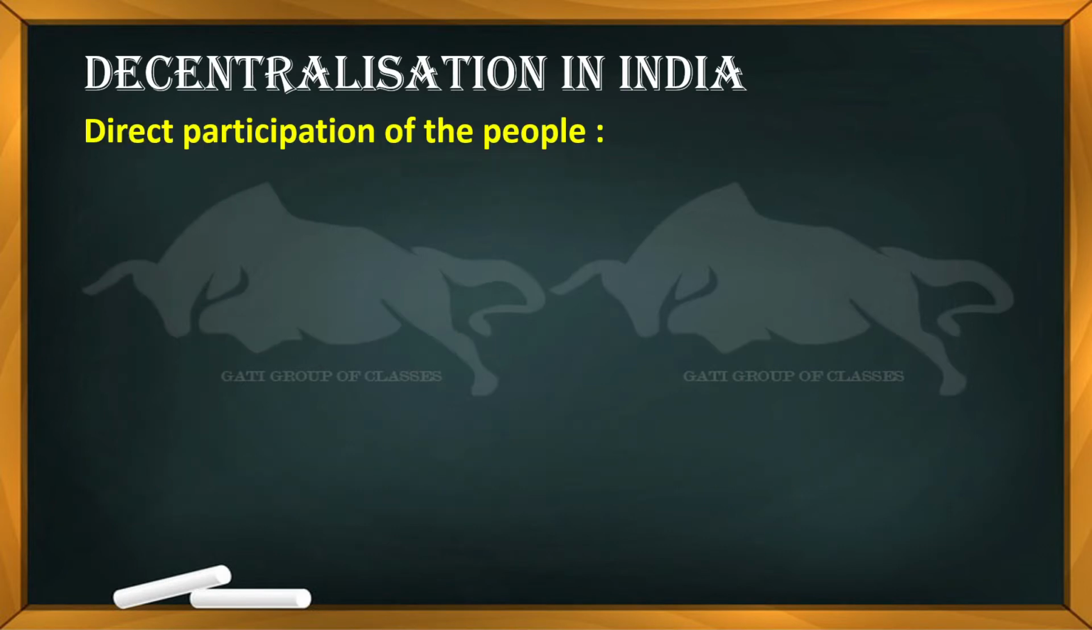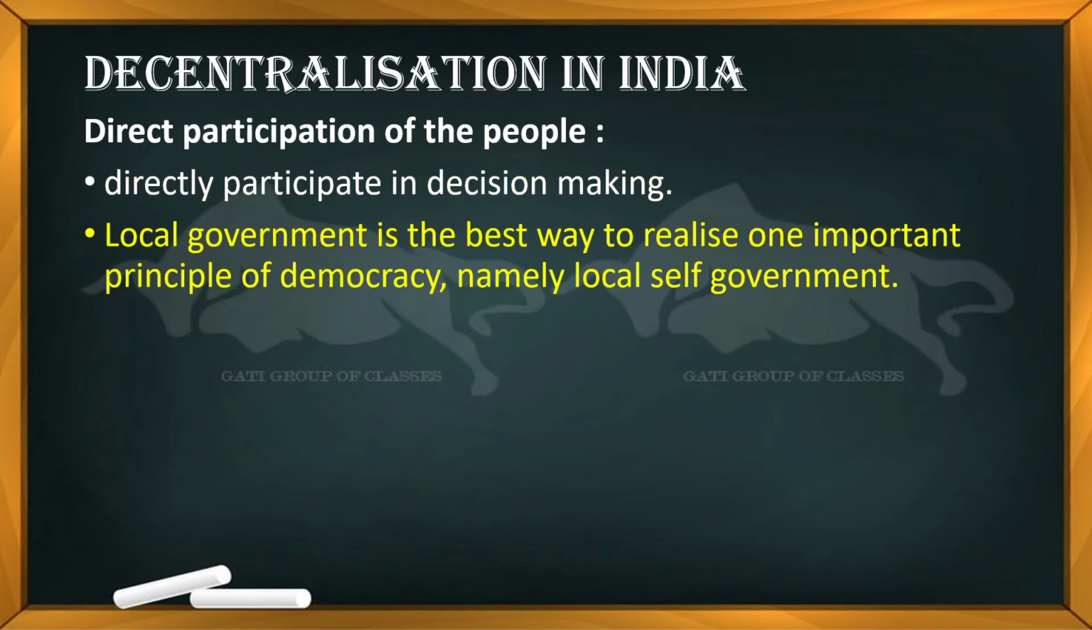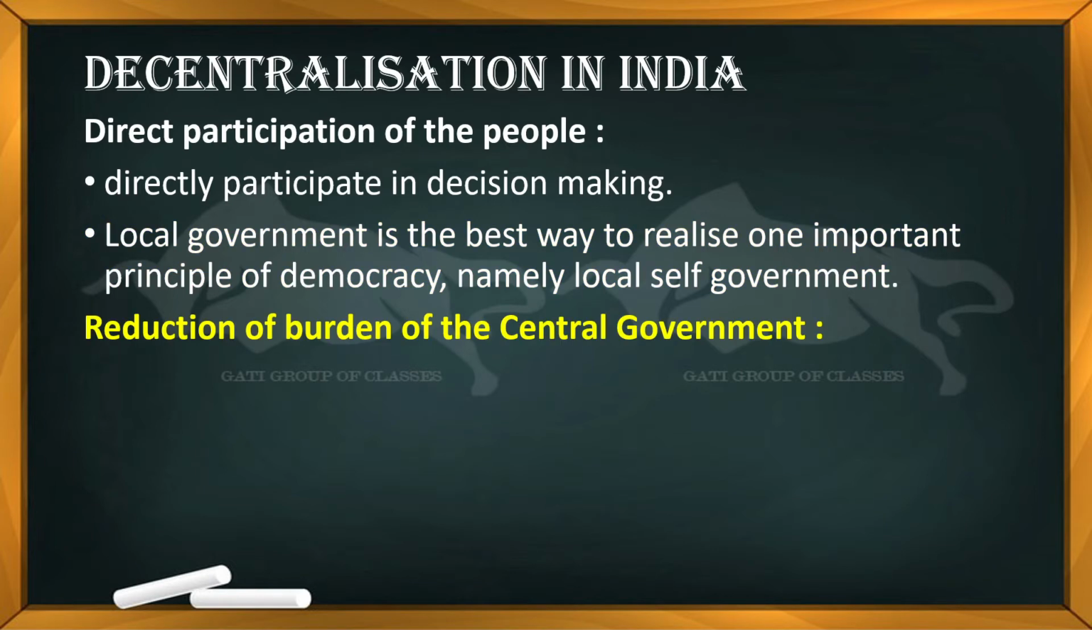Direct participation of the people. The people in the villages and cities can directly participate in the political arena, like directly they can participate in decision making. Local government is the best way to realize one important principle of democracy, that is self government.